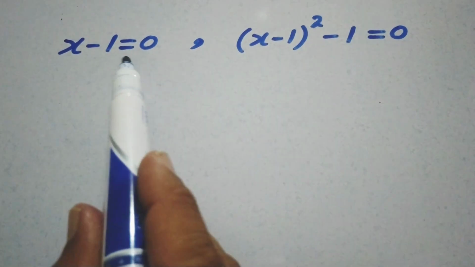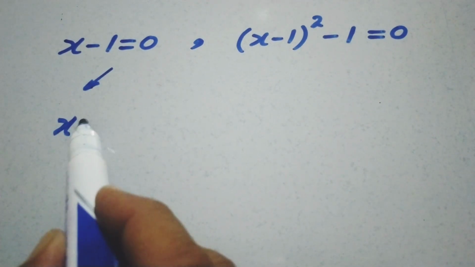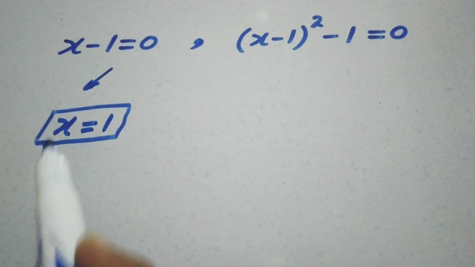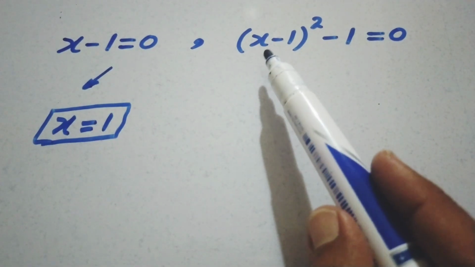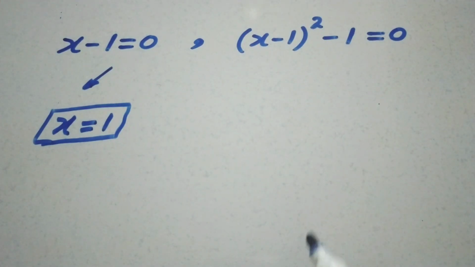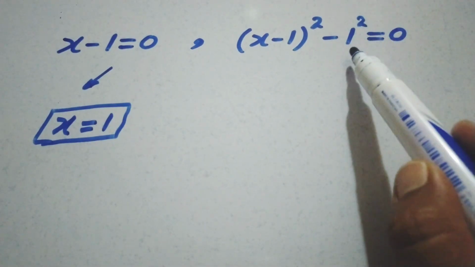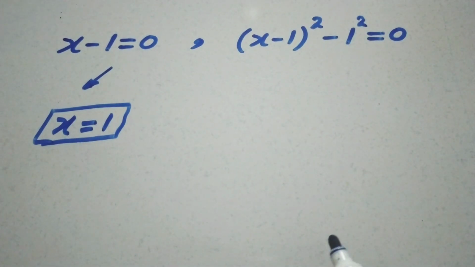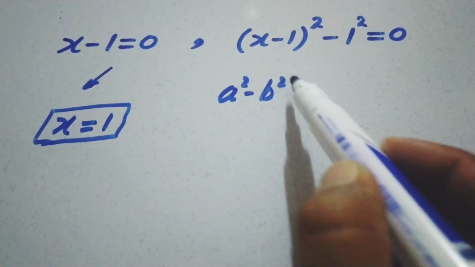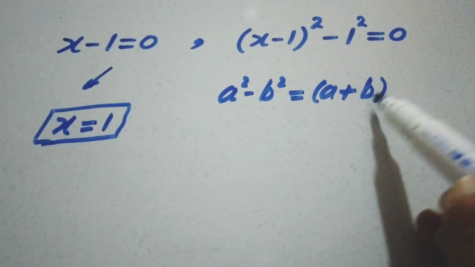Now from x − 1 = 0, we get x = 1. This is the first value of x. Now (x − 1)² − 1 = 0. We can write 1 as 1 squared. By using an algebraic identity, if we have a² − b², then this is equal to (a + b)(a − b).